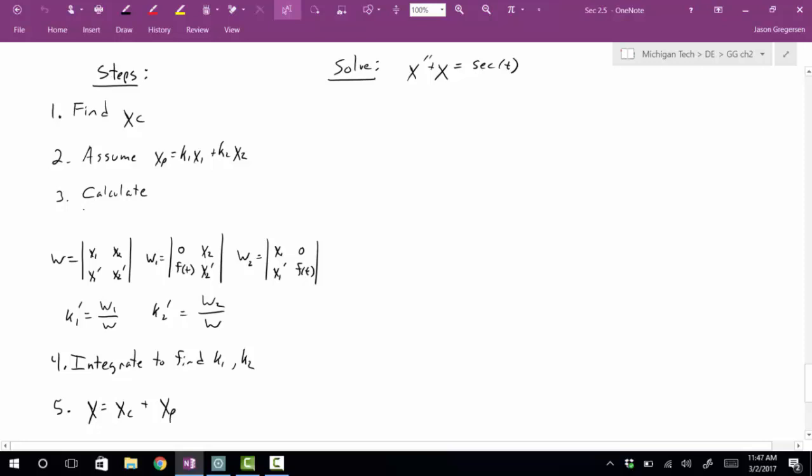So starting with x double prime plus x equals 0, what's the auxiliary equation we get from there? What are the roots? That part should be bang, bang, bang.